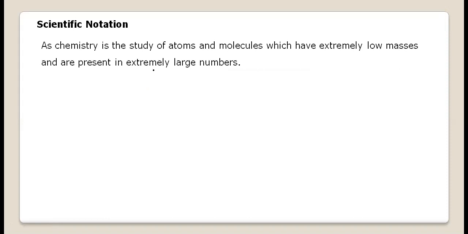Now, as chemistry is the study of atoms and molecules, we know that atoms and molecules are extremely small particles. Their size is very small and their mass is very low, but their number is huge. With small size and low masses, they are present in extremely large numbers. How to count such numbers and how to handle such data? Without scientific notation, you cannot imagine how to handle such huge numbers.